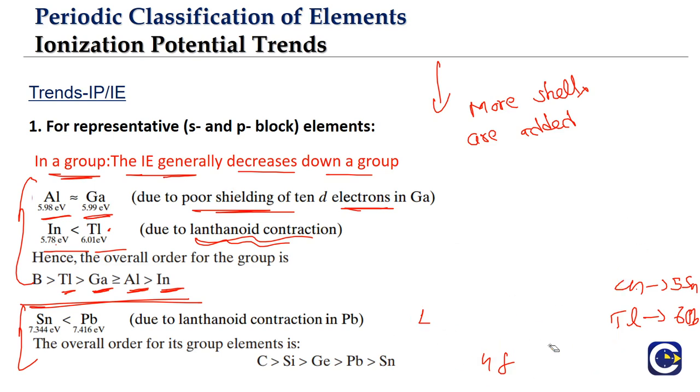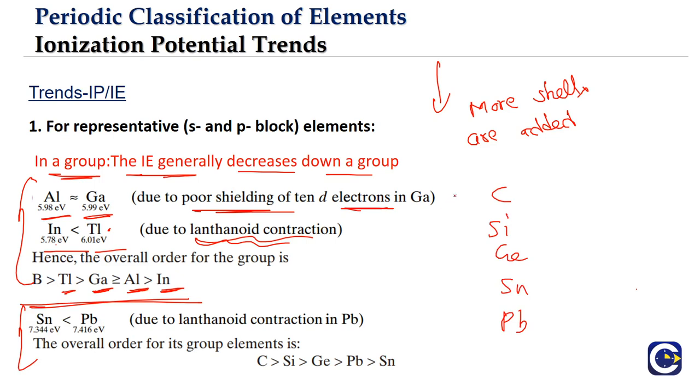So we are in the 14th group, right? So the 14th group is what? The carbon family. What are the 14th group elements? We have carbon, silicon, germanium, and then tin and lead. So these will come corresponding. What are the corresponding elements? Boron, aluminum, gallium, indium, thallium, like this.